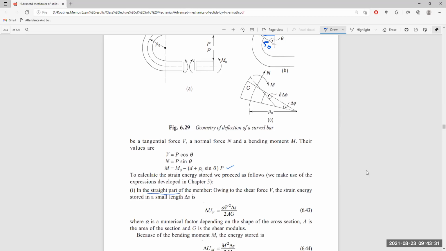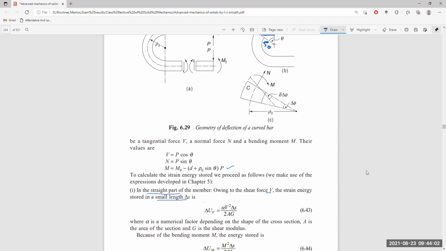Now, going to the shear force V, the strain energy stored in a small length delta S. Due to the action of the external force, the member undergoes certain deformation, and the energy required to make this deformation is stored as strain energy in the bent member itself. So here it is deformed by an amount delta S, the amount of deformation.